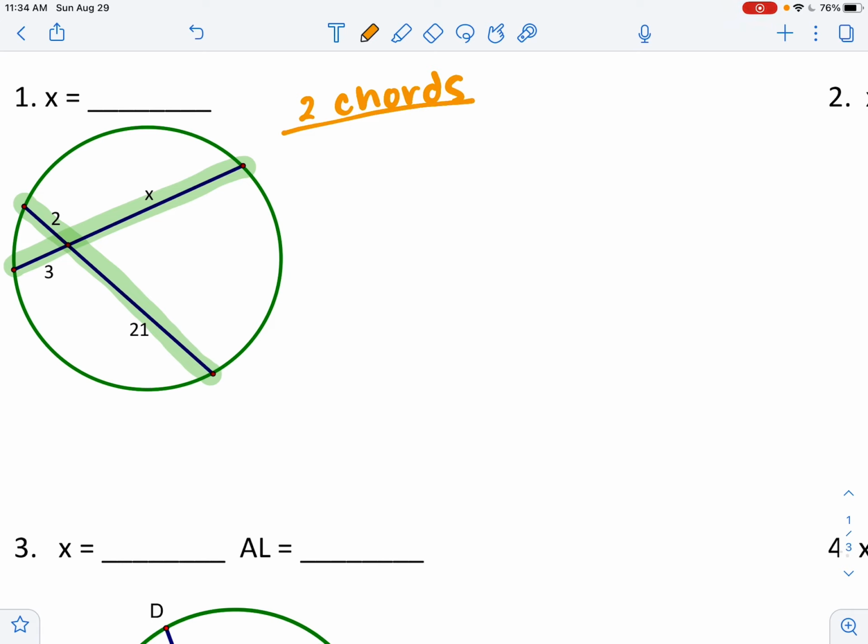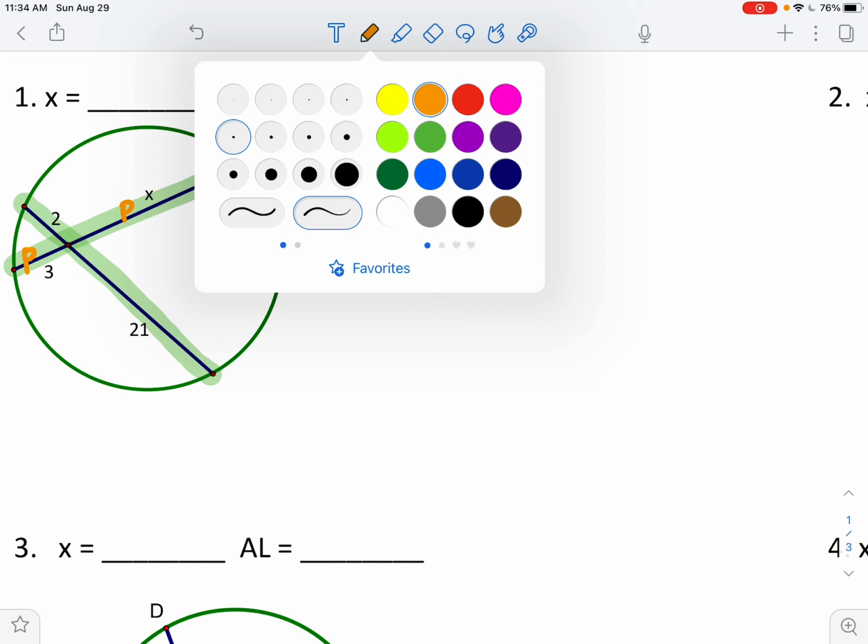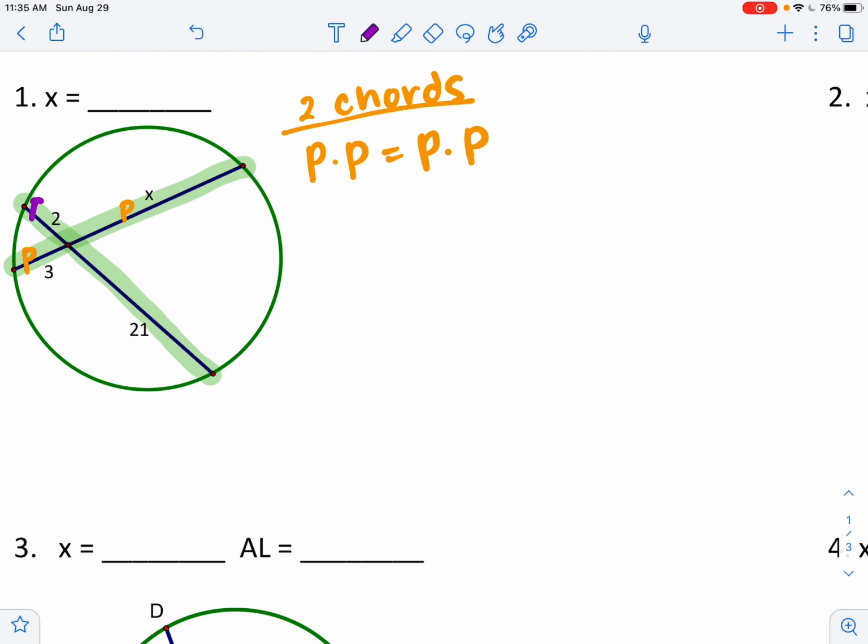And with the two chords, the equation that we use is piece times piece equals piece times piece. And now what's important is that the pieces you put together have to be on the same line. So we definitely would put those two pieces together and then these two pieces together. So when I fill in my equation, let's say I start with the oranges, piece times piece, so 3 times x equals piece times piece, 2 times 21 for the purples.